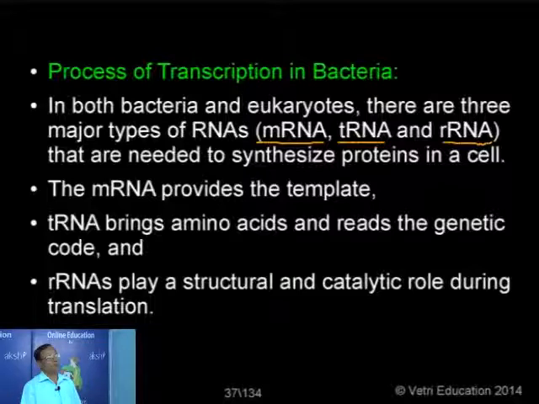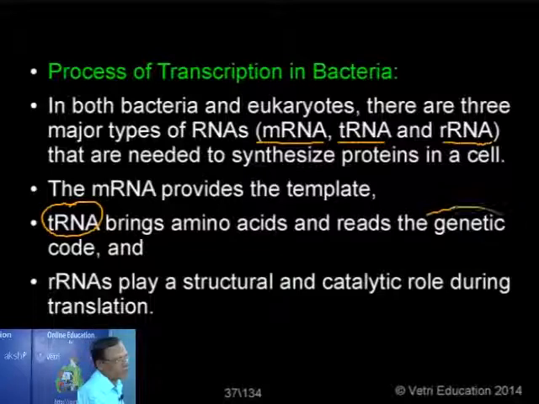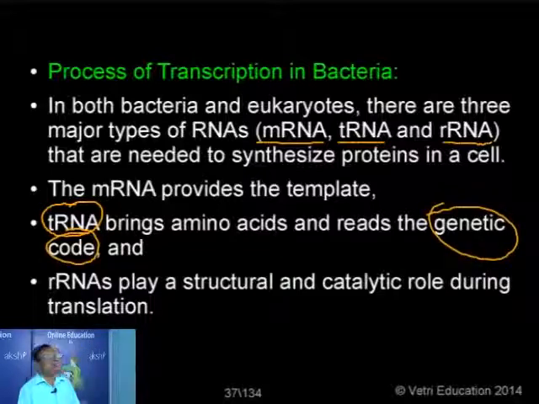Then what is the role? So the mRNA provides a template, a model, because the message has been transcribed in that mRNA, and from that mRNA message, another RNA, what is called the tRNA, reads the genetic code. So the message is given in the form of genetic code. We are going to study later about this one. Altogether we have 64 genetic codons.